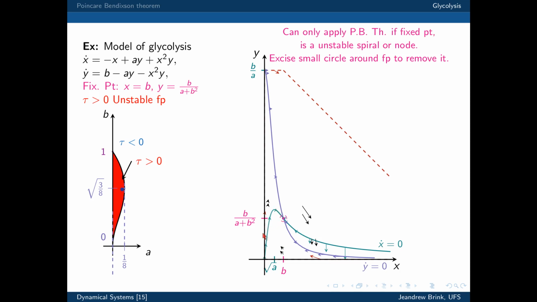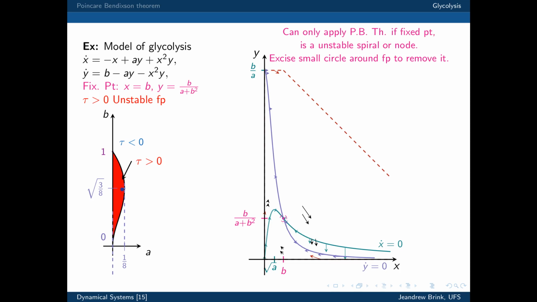you still have that everything moves inward along this thing and inward along that thing, and the trapping region is still entirely valid because you did it in terms of the parameters. But now, because it's actually an unstable fixed point, we can put the dots around it, we cut it out, and in fact, let's see what happens if we start really, really close to the fixed point.